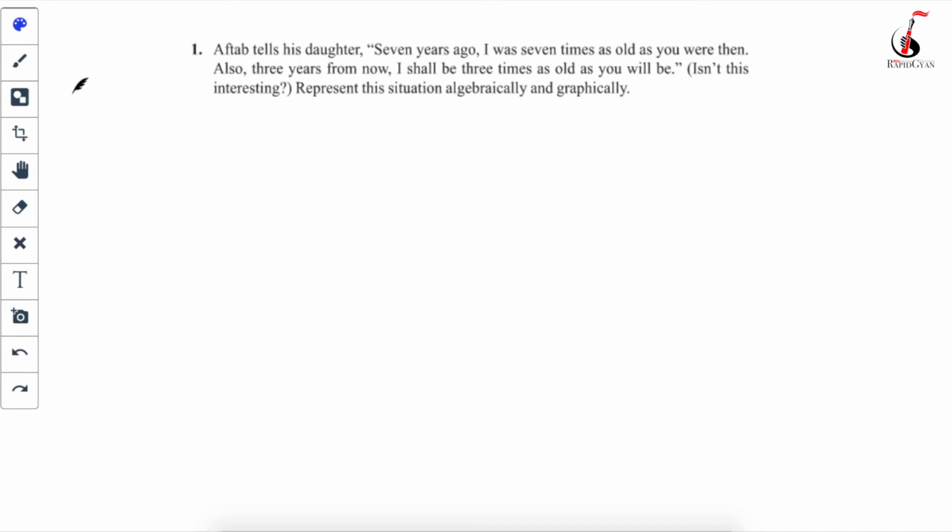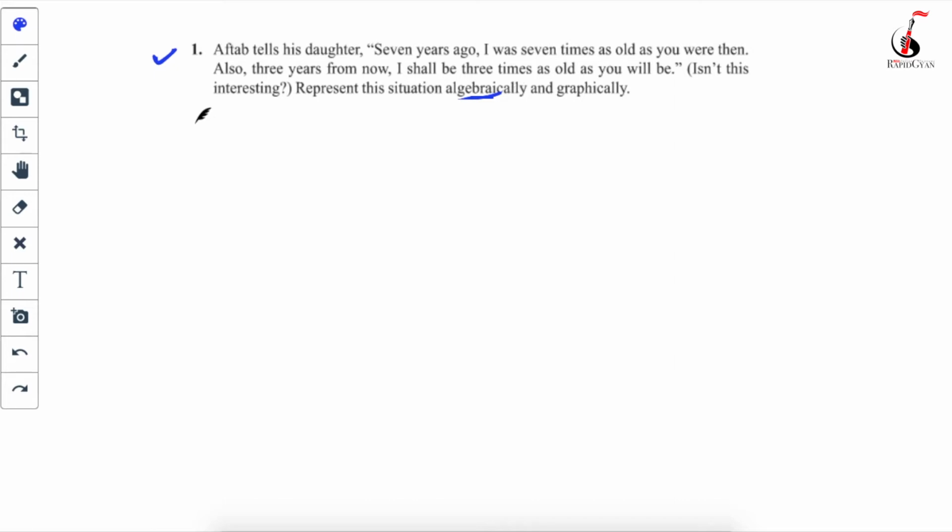So guys, it's very important. They have not given the direct equations. They have given statements, and from those statements you will have to frame the expressions. It means you will first have to represent this situation algebraically. Whenever you represent a situation algebraically, remember you will have to assume two variables, x and y.